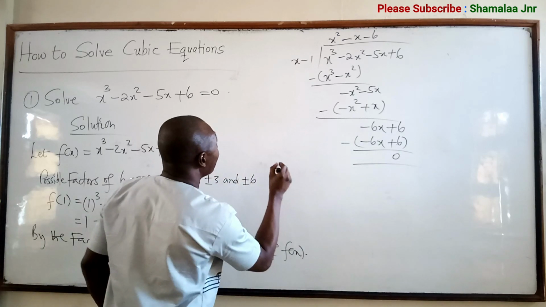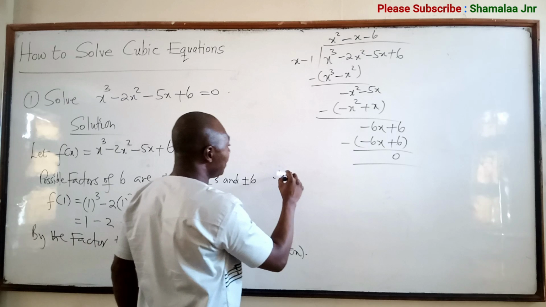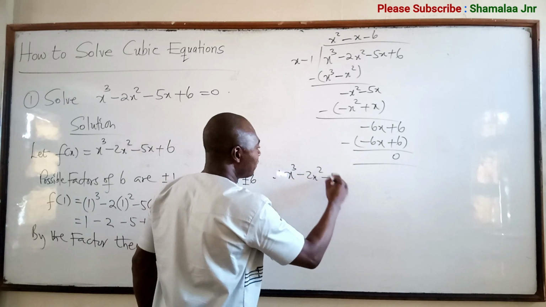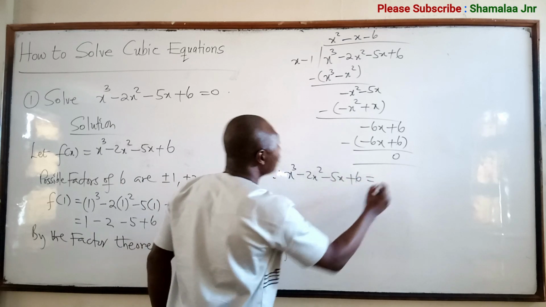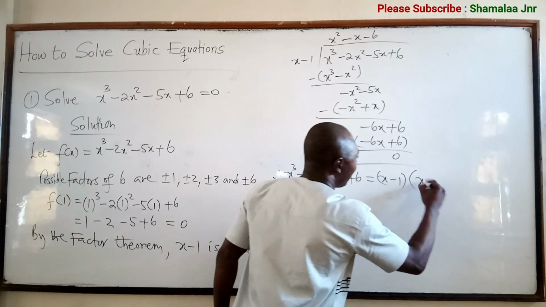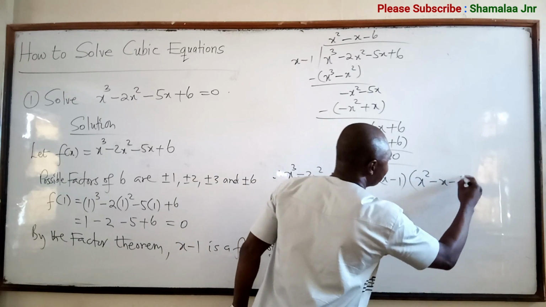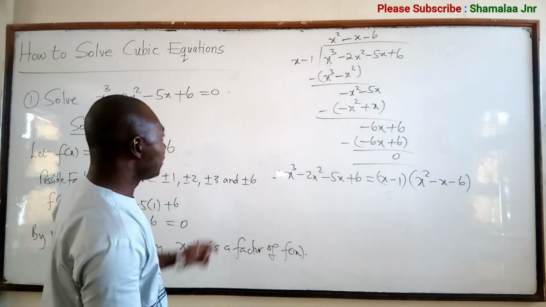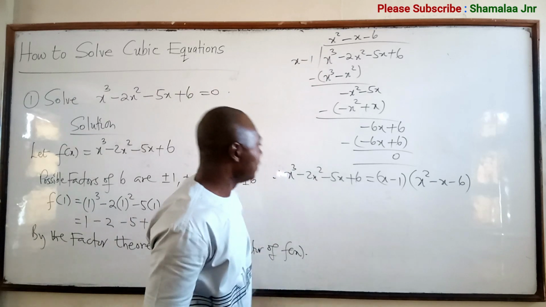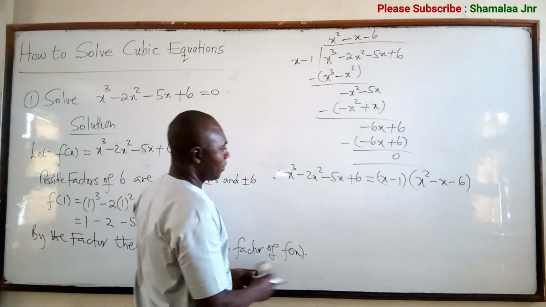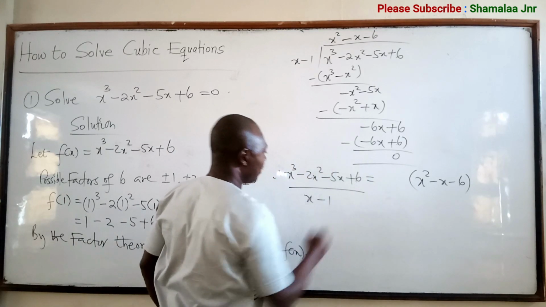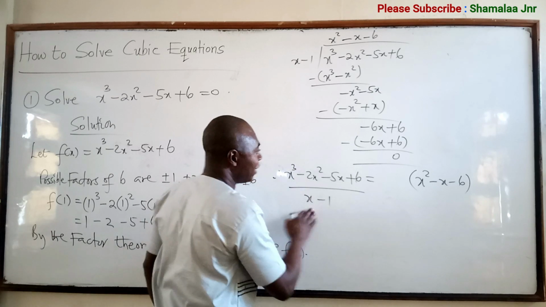Yes. So, therefore, we can say that x cubed minus 2x squared minus 5x plus 6 is equal to x minus 1 times x squared minus x minus 6. Isn't it? Yes, because you have divided this one by this and you are getting this. This is the same as this. This one was here, it's like this, x minus 1. This way we have divided this one by this, and you are getting this.